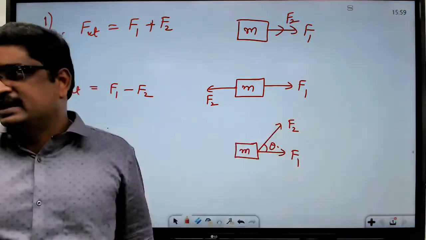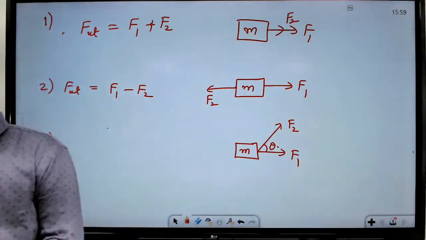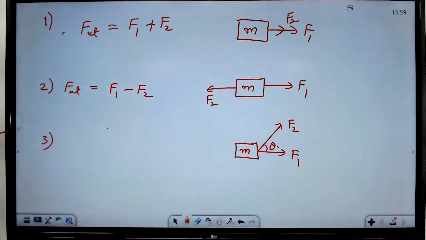So F2, how is it? That is in the xy plane. That means it is not along the x axis and not along the y axis. So we need to resolve it.